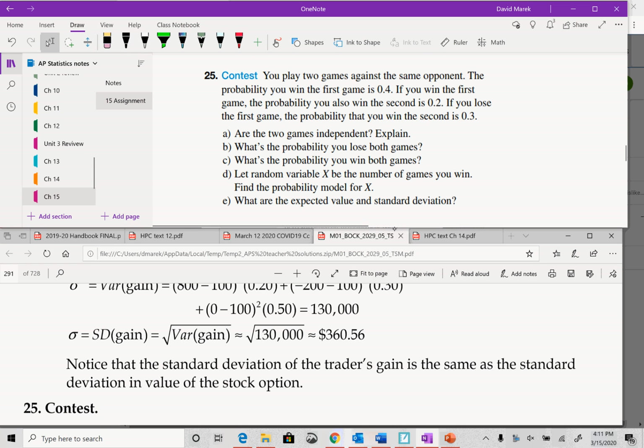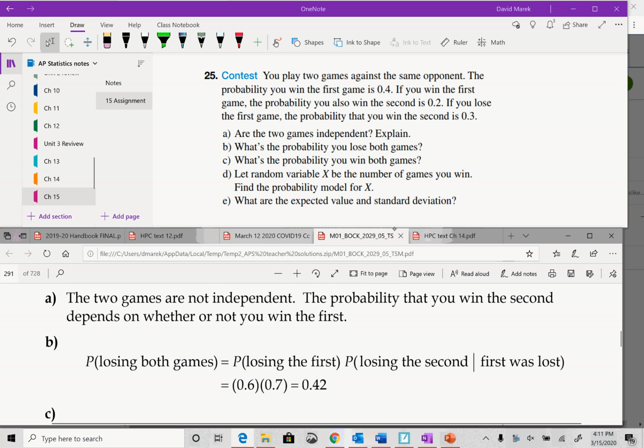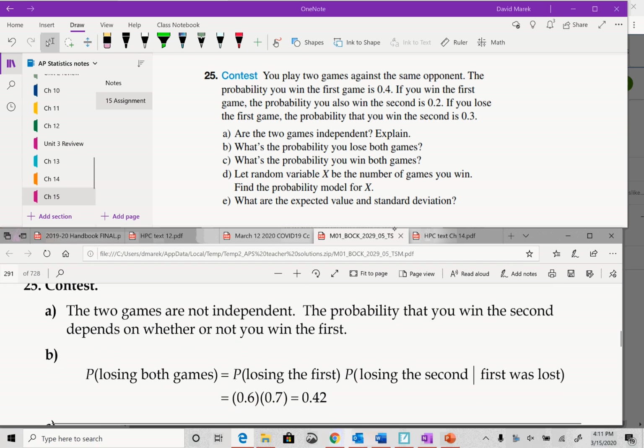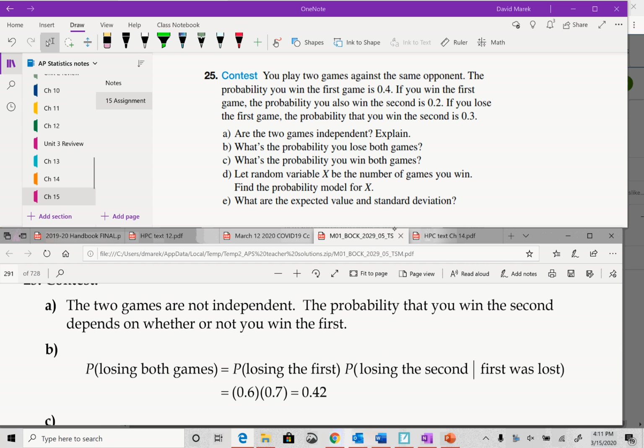And then 25. You're playing somebody who's a lot better than you are. I don't know what contest this is. So for part A, no, they're not independent. They tell you if you lose the first game, the probability that you win the second one, this value is different than this value. So no, those are not independent.